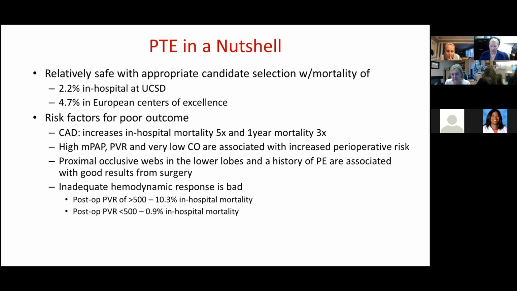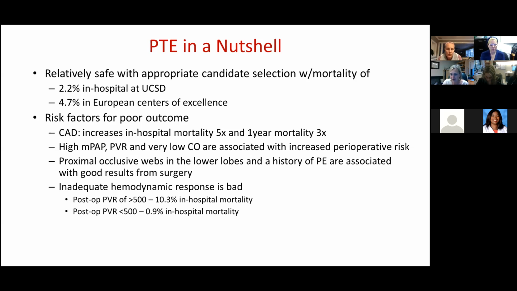Coronary artery disease increases in-hospital mortality 5 times, and 1-year mortality 3 times. That's why we do cardiac workup on older patients. People who have central clot usually do better. I already mentioned that inadequate hemodynamic response is bad. If you do surgery and the pulmonary pressures and pulmonary vascular resistance do not decrease to basically normal levels, those patients have a much higher in-hospital mortality than patients that do. You can see like 10% in-hospital mortality.